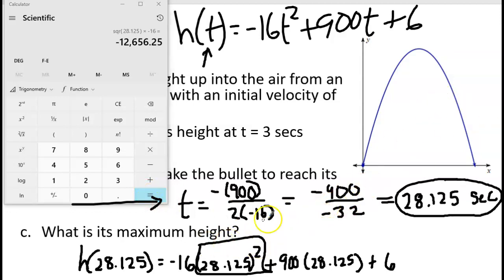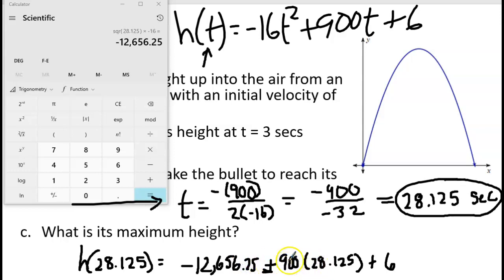So by multiplying those two things together, this piece here, I'm going to erase it just for the sake of space, but all that just became negative 12,656.25.